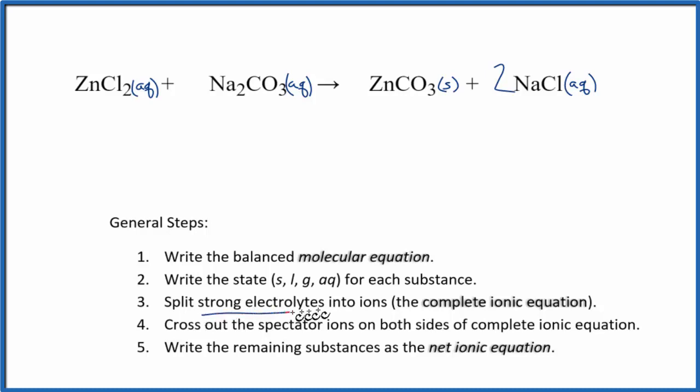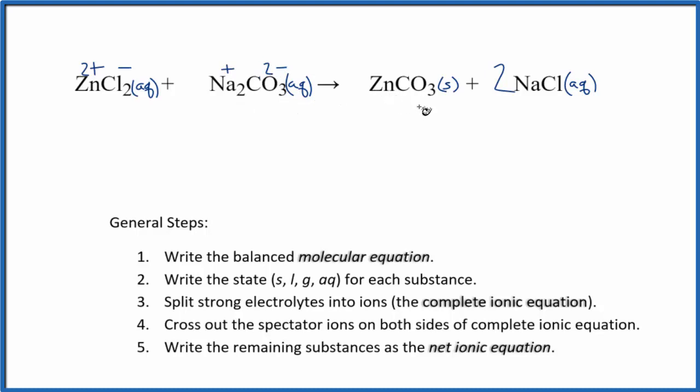Next, we're going to split these strong electrolytes into their ions, and this will give us the complete ionic equation. So the strong electrolytes, those are the ones with aqueous, and to do that, we need to know the charge on these compounds. Zinc is kind of odd. It's a transition metal, but it always has a 2+ ionic charge. Chloride ion, that has a 1-. Sodium is in group 1 on the periodic table. It has a 1+ ionic charge, and you can tell that the carbonate's going to have to be a 2-. But you can also memorize that carbonate ions are 2-.